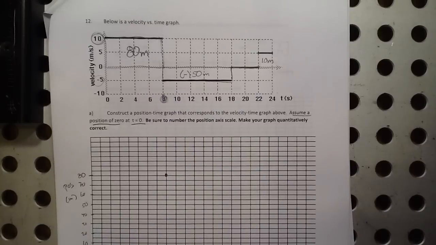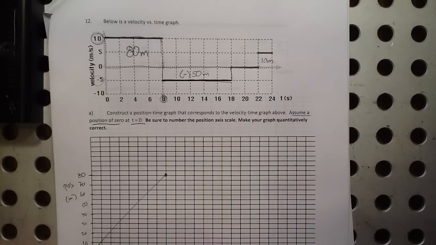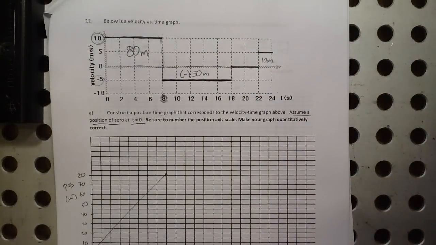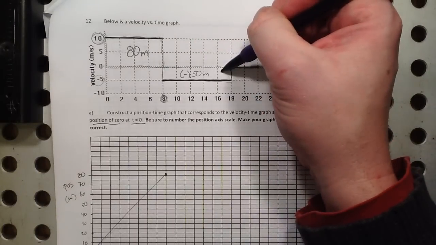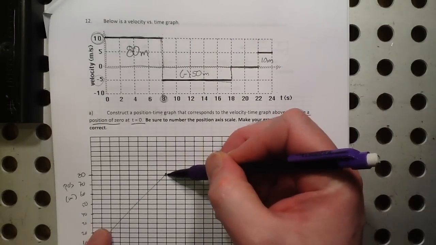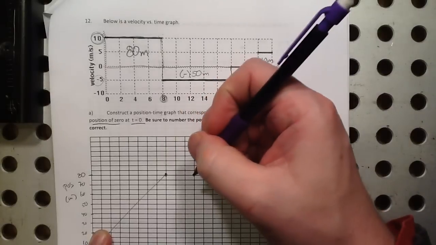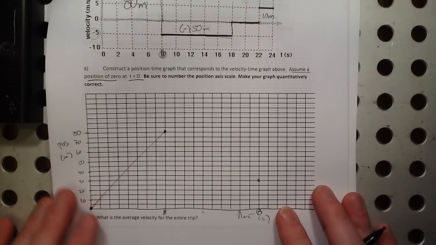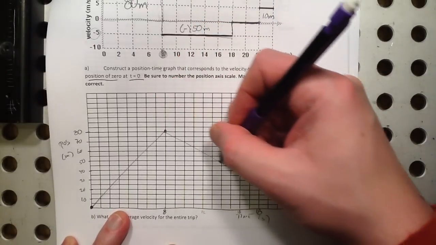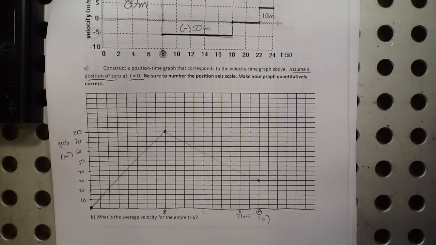So I know that in the first 8 seconds, it goes 80 meters. So it would look like that. And then from 8 to 18, so let's see, 9, 10, 11, 12, 13, 14, 15, 16, 17, 18, it goes back 50 meters. So if you go forward 80 and then back 50, it's going to leave you at 30. So that looks like that.